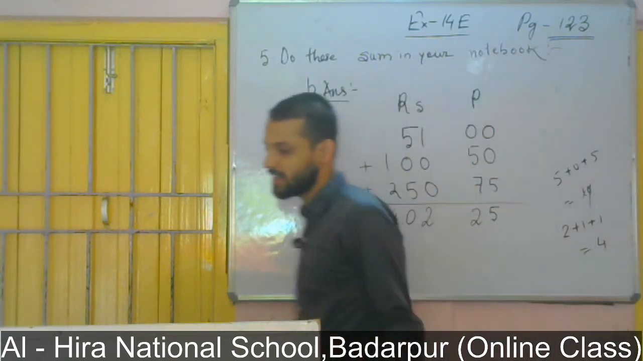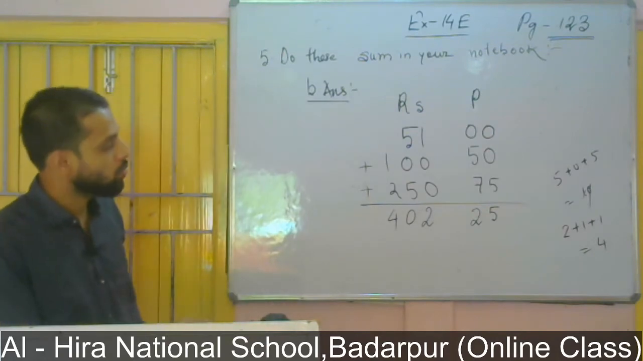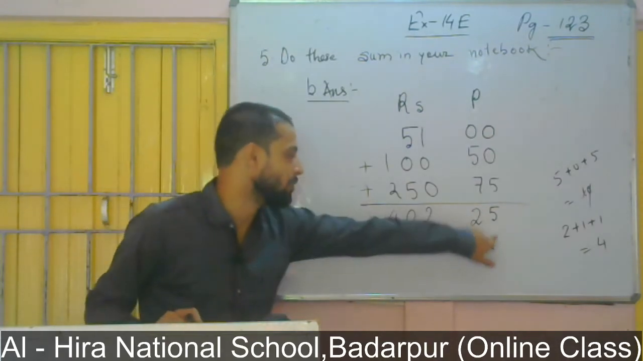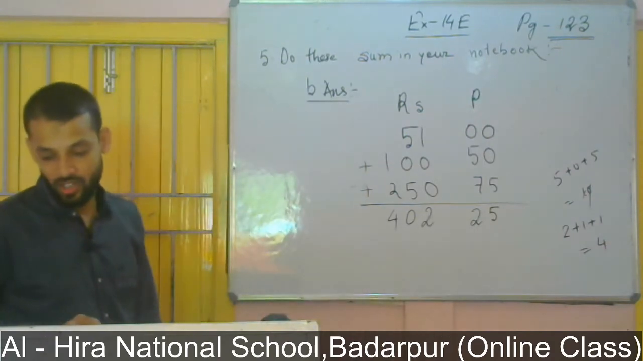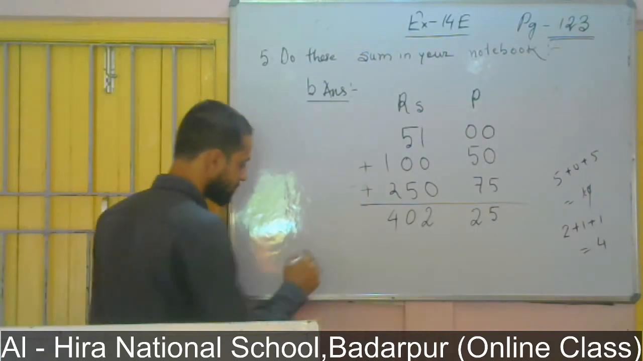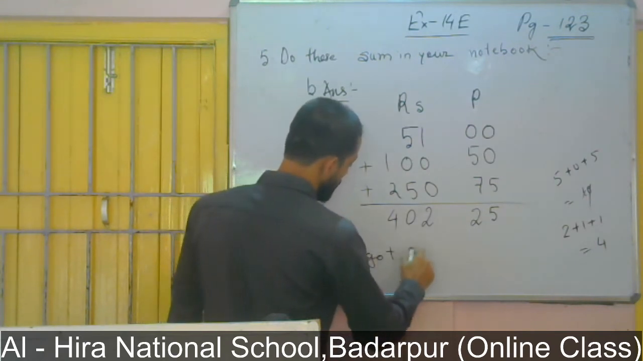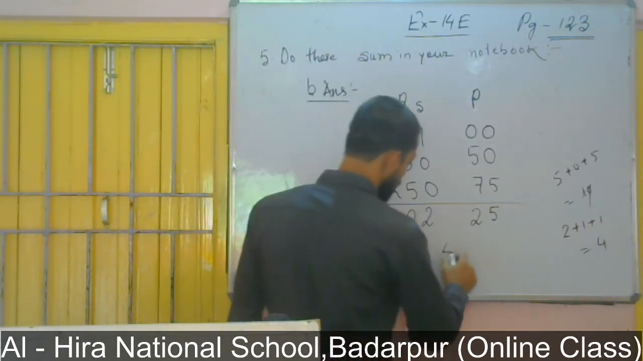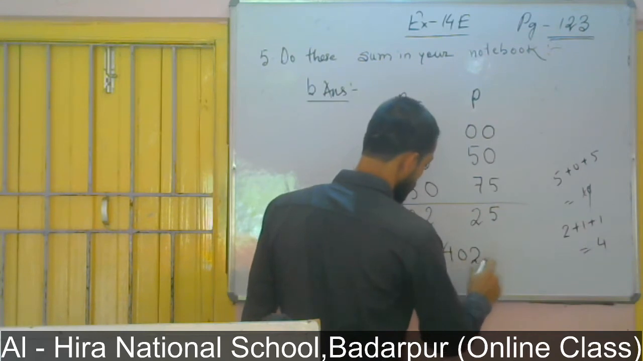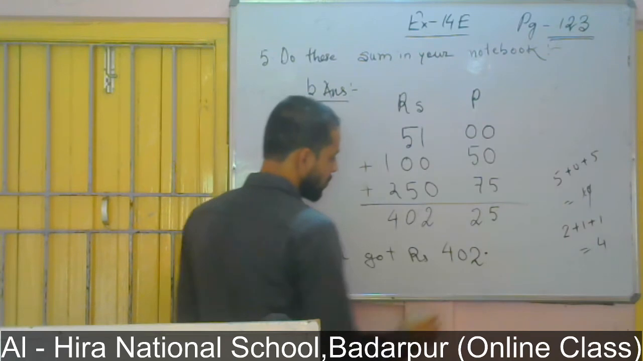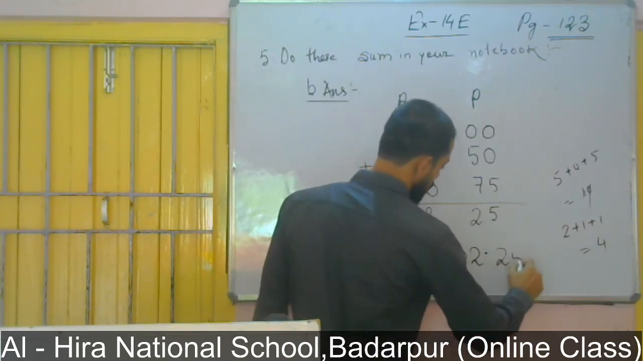That means she had collected 402 rupees and 25 paise. So we can write she got rupees 402.25.